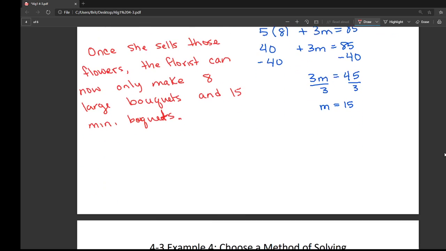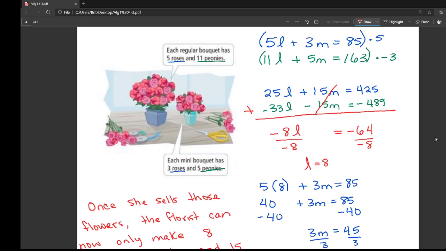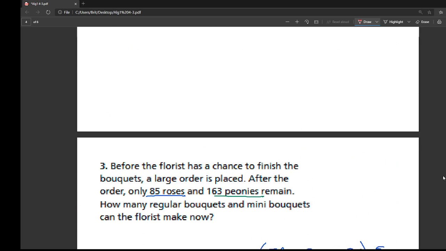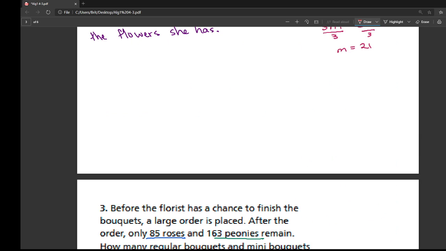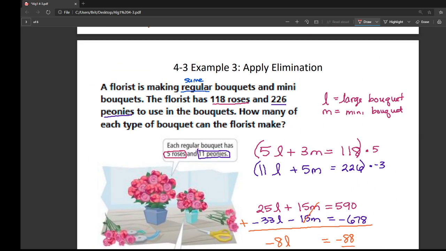Alrighty, so that is how we use systems of equations to talk about some kind of real world situations.